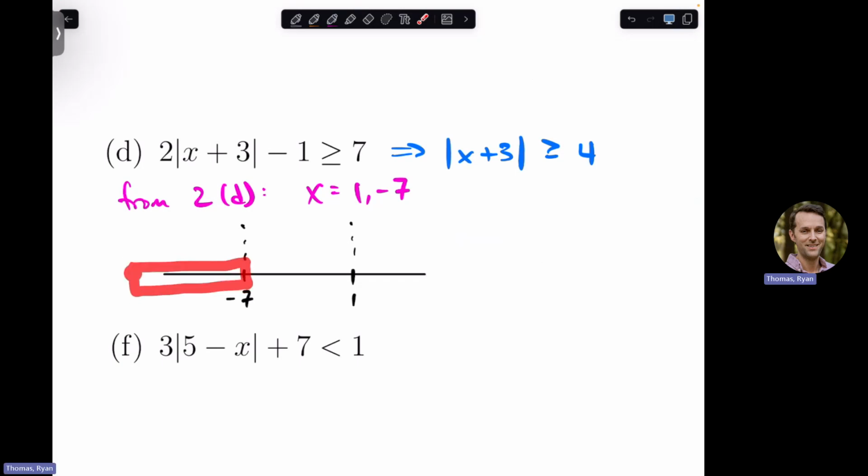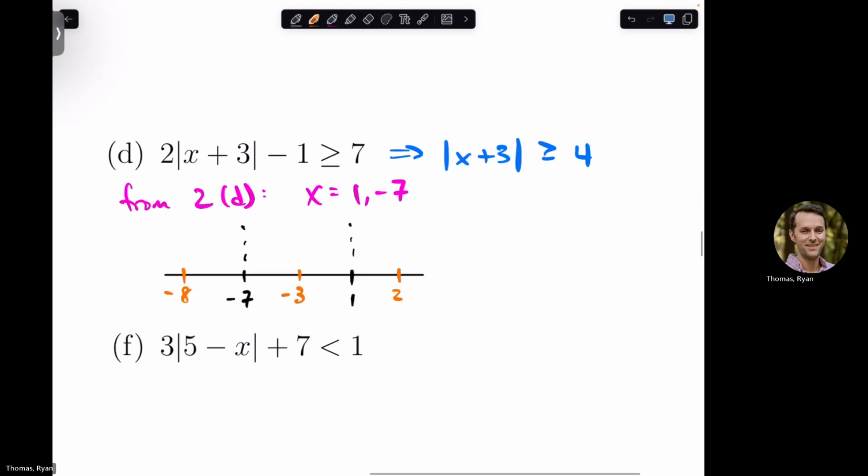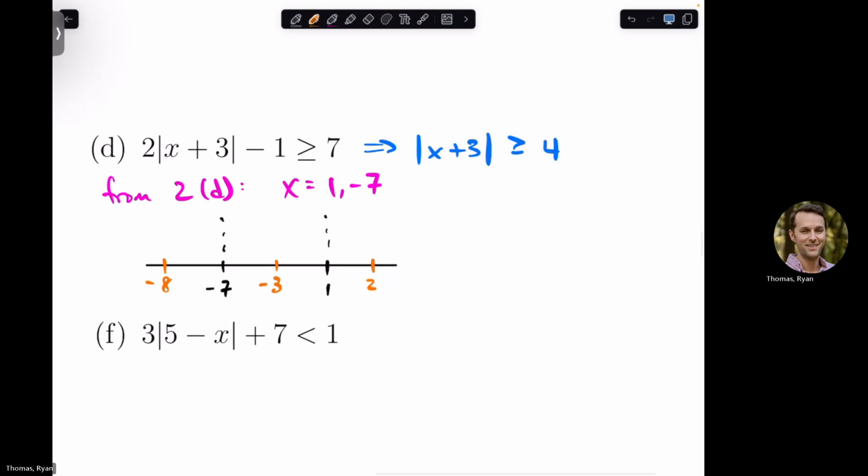Somebody give me some value that's to the left of -7, and something between -7 and 1. Something to the right of 1. 2. Okay. Y'all, this column of people, y'all test -8. All we're doing is plugging in and deciding, yes or no.